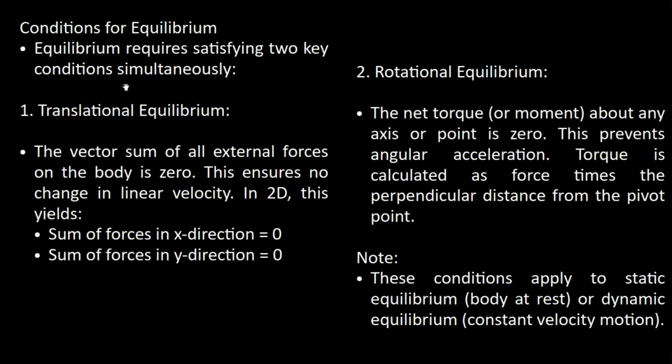Now, conditions for equilibrium: we have two main conditions, translational and rotational. Translational equilibrium holds when the vector sum of all the external forces on the body is 0. This ensures no change in linear velocity. I can take an example, a rod. I'm pulling it at one end, and the other end also I'm pulling it. If this is 10 Newton, this also is 10 Newton. So this is your translational equilibrium.